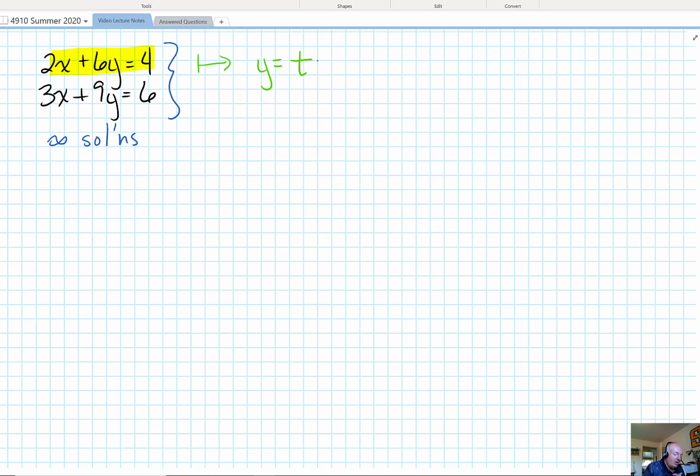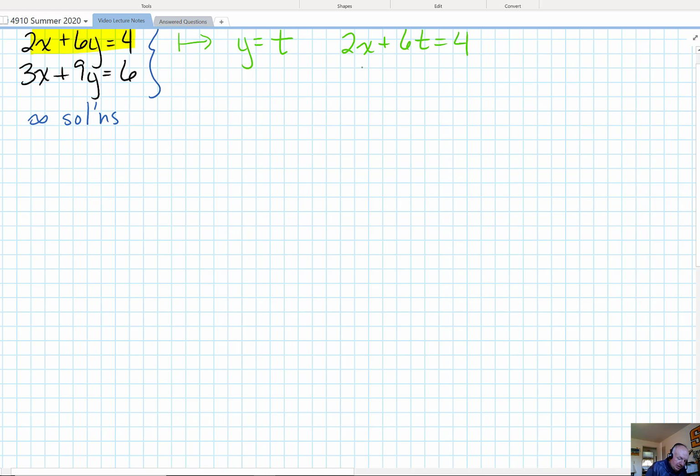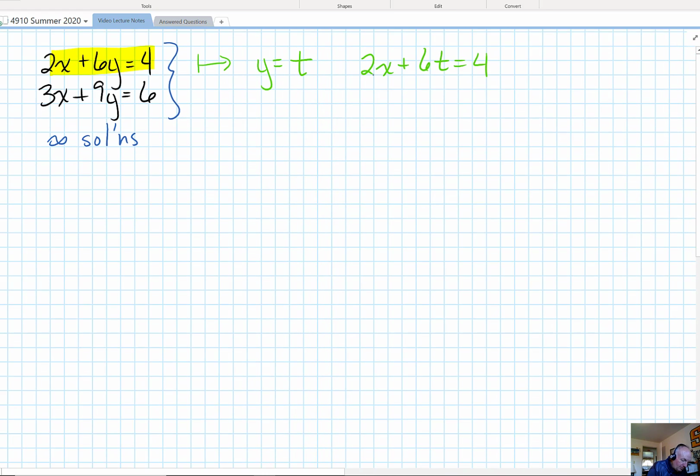A parameter is something that we're allowed to choose the value of. So in the infinite case, y gets to be whatever it wants to be, we'll call it t. And then all you've got to do is figure out what x is, right? You pick y to be t, and then you figure out x. What that means is you take your equation and substitute in the value of y, which is t, and solve it for x. So in this case, 2x will equal 4 minus 6t, so x equals 2 minus 3t.